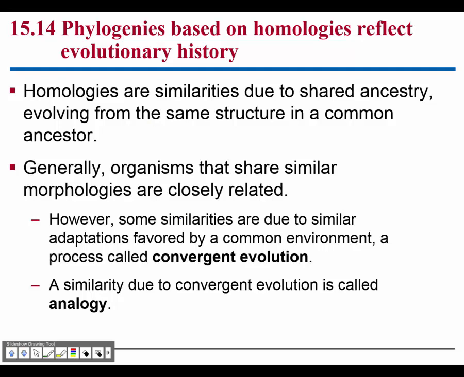But some similarities, right, are due to similar adaptations favored by common environments. So the shape of a shark and the shape of a dolphin are very, very similar, but they definitely don't have a common ancestor. This is a process called convergent evolution because the environment is similar. They're both trying to swim around in the ocean a lot. A similarity due to convergent evolution is called an analogy.